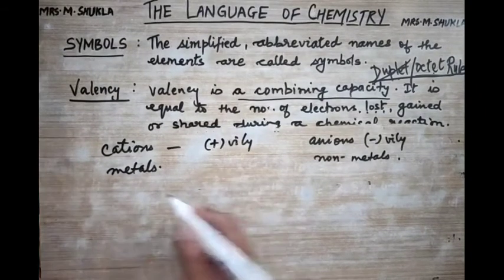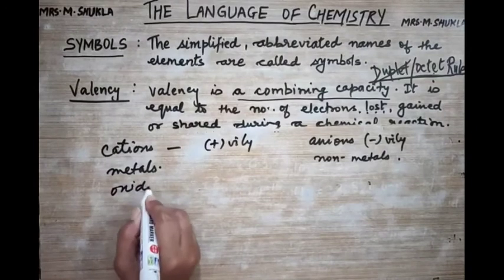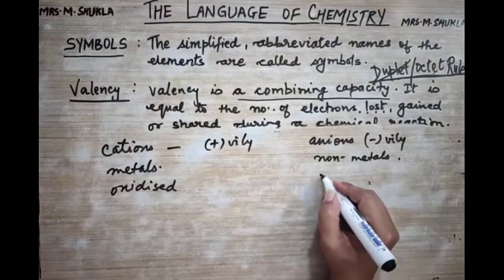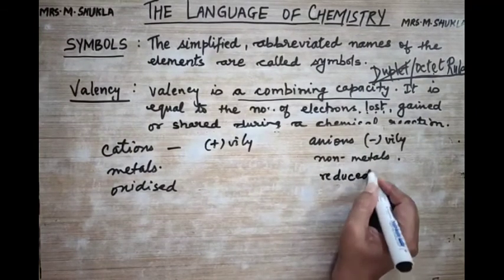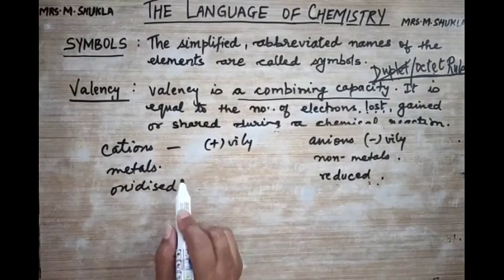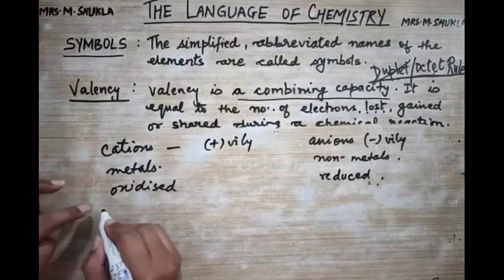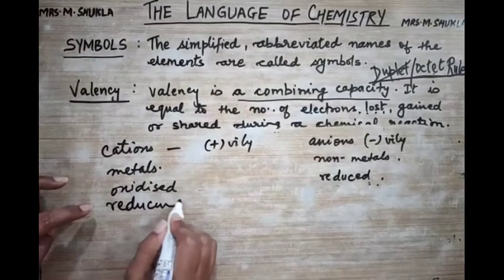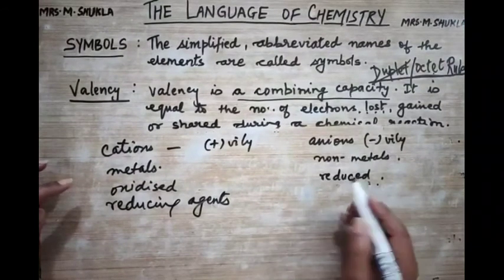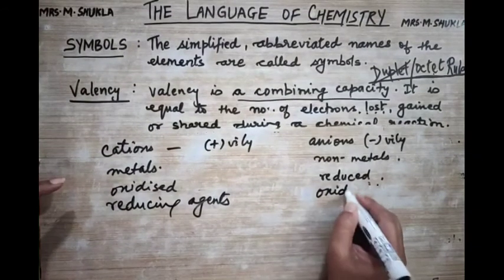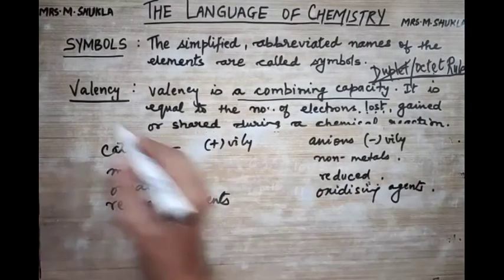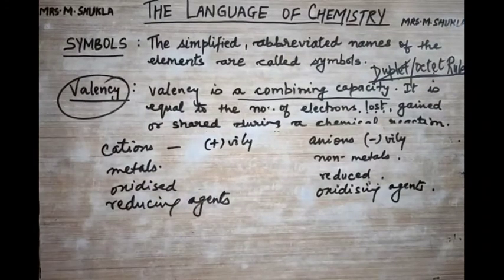Right? Cations, how are they becoming positively charged? By losing electrons. That means they get oxidized. Okay. And here they were accepting electrons. So here they were getting reduced. So anions, they get reduced. Cations, they get oxidized. And cations, since they get oxidized, they are good reducing agents. And anions which get reduced, they are good oxidizing agents. I hope everything is clear about valency.